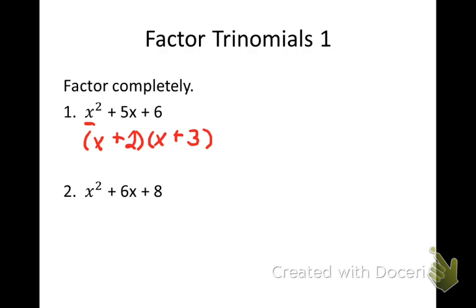You can check your work because the FOIL method should give you that answer. So we get x squared plus 3x for the outside plus 2x for the inside is 5x, and then we get our 6. So it's really using the FOIL method in reverse here.